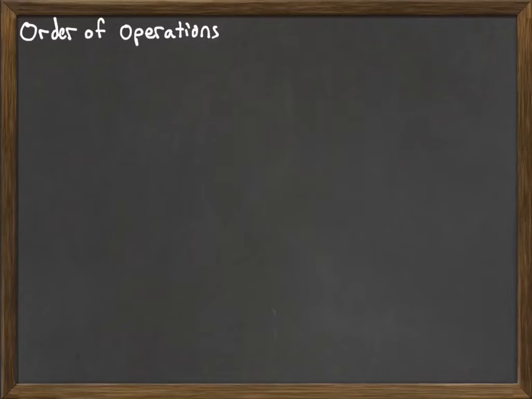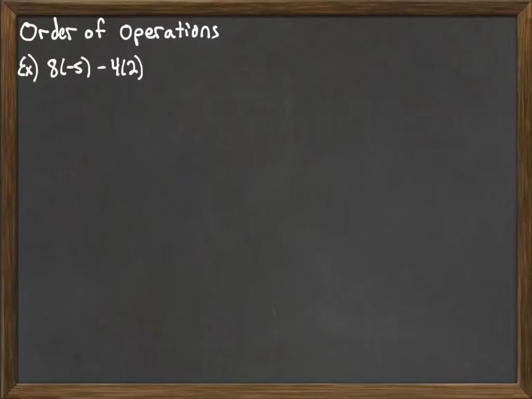Now that we've reviewed adding, subtracting, multiplying, and dividing some numbers, we're ready to revisit our order of operations again. So this time, instead of having just positive things that we're working with, now we're going to allow for things to be positive or negative. The process of order of operations doesn't change.